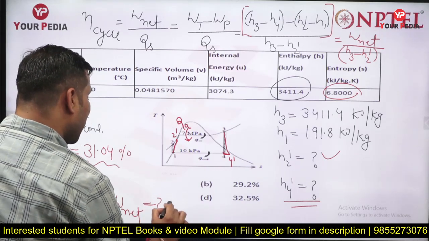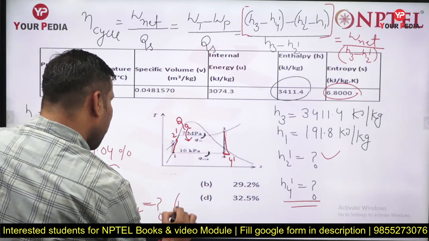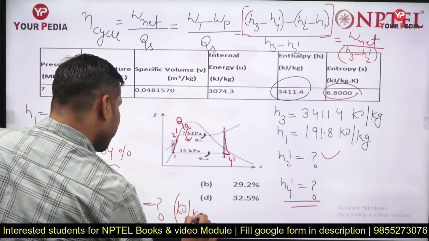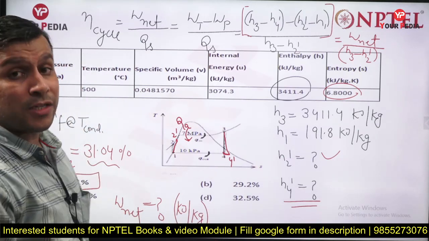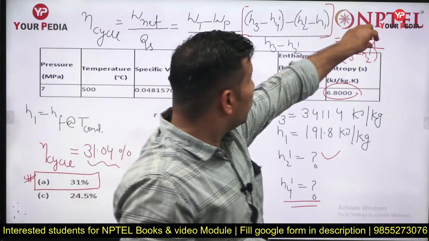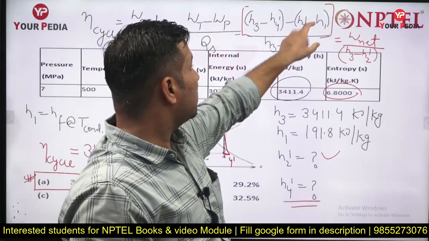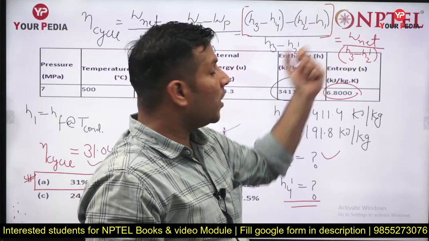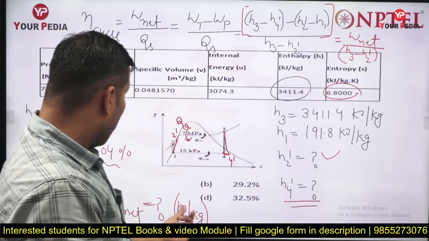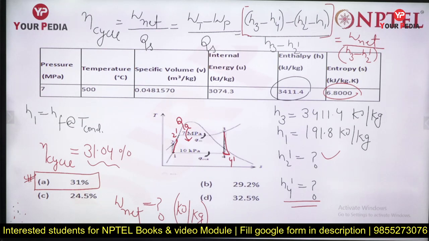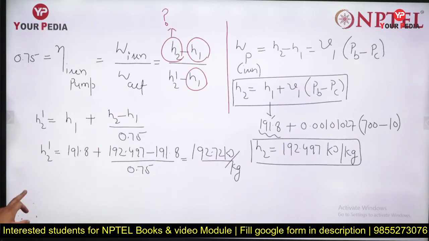And what will be the unit of this W net? It will be in kilojoule per kg, because we are not using the mass of steam. So W net you can tell me as H3 minus H4 dash, the actual turbine work, minus the actual pump work, that will give you the W net actual in kilojoule per kg. I hope this part 1 is very much clear to you. Now let us move to part 2.